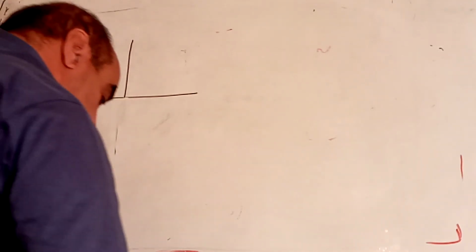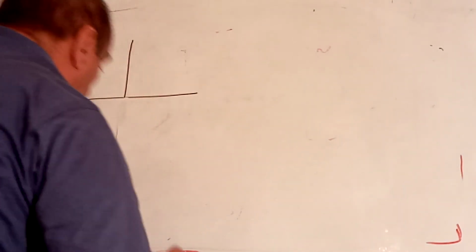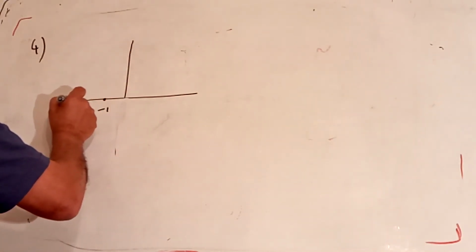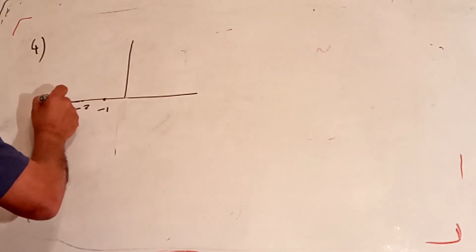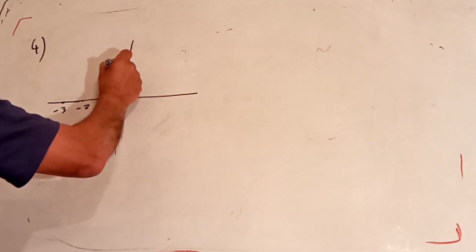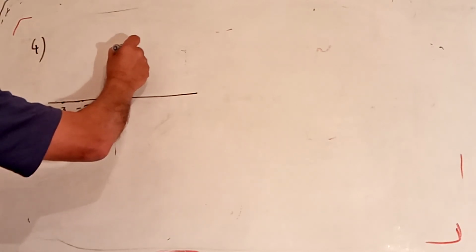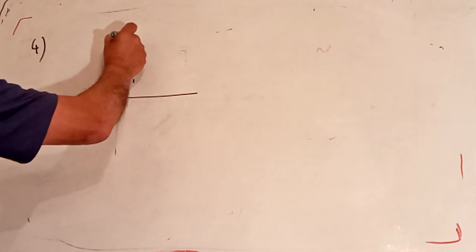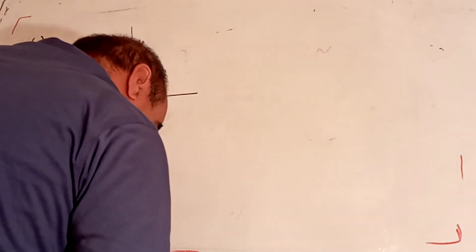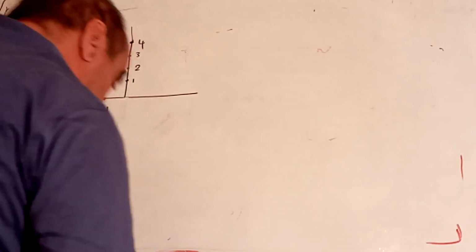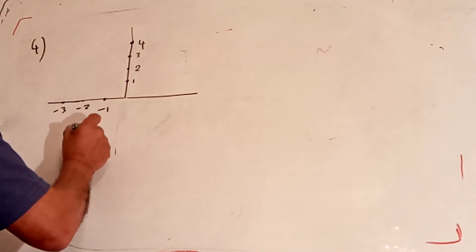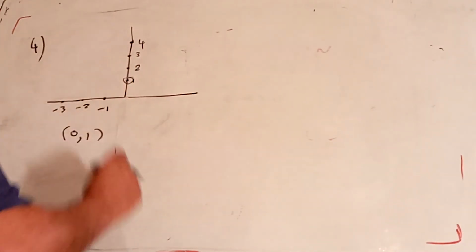Okay, how much do we have here? We have 1, 2, 3, and 1, 2, 3, 4. We have 3 here, minus 1, minus 2, and this is minus 3. This is 1, 2, 3, and this is 4. Let's start with the first point. The first point I see as 0 and 1. So 0 on the axis and 1. So this is the point.